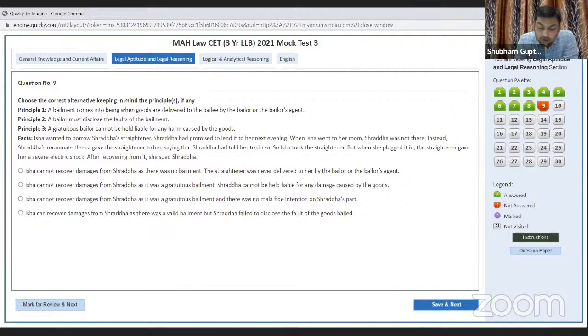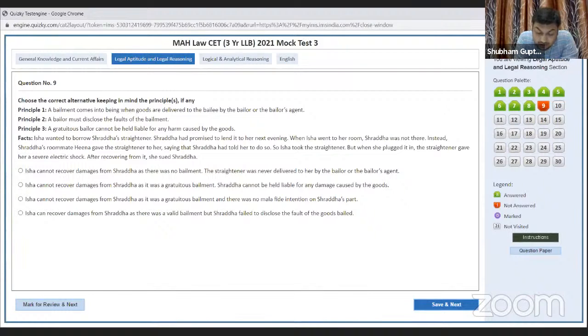Shraddha. So now, if you read, did she give the straightener with any thought of getting something from her? If you read the statement, she has given it as a gratuitous bailment, right? So she should not be liable. So let's read. So Isha cannot recover damages from Shraddha. So the first three options cannot be taken. So I have to read all of them carefully.